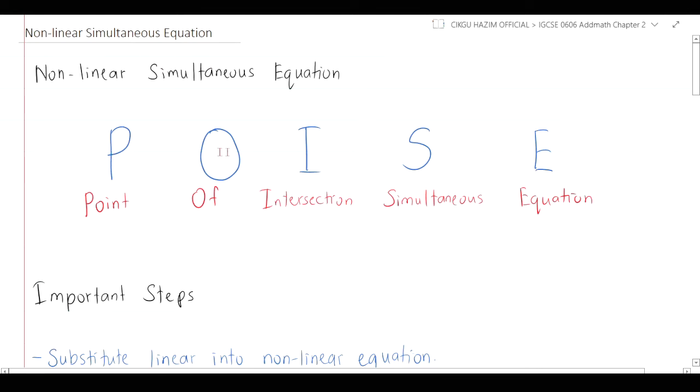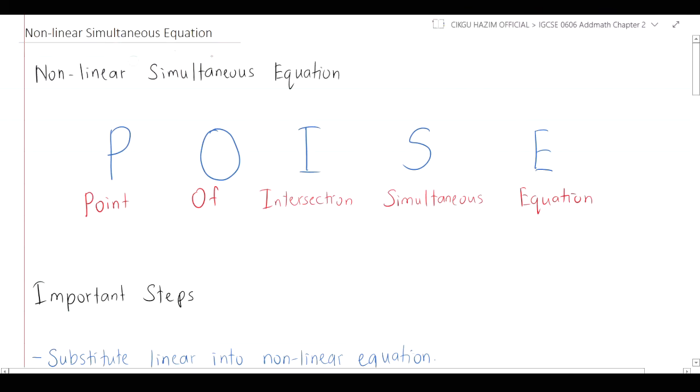POISE, P-O-I-S-E, in mathematics and additional mathematics, I try to make you understand that whenever you see P-O-I, you need to do S-E. P stands for point, O stands for of, I stands for intersection, S stands for simultaneous, and E stands for equation. Any kind of simultaneous equation means that you are finding the point of intersection. If you want to find any point of intersection, you need to do simultaneous equations. So remember: point of intersection equals simultaneous equation.